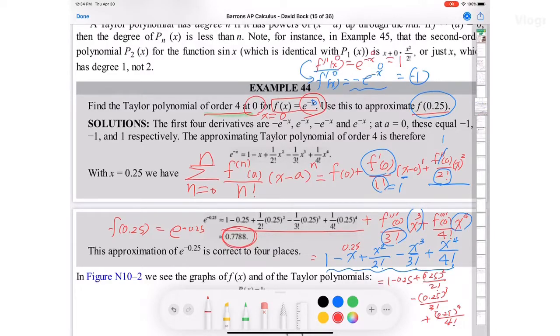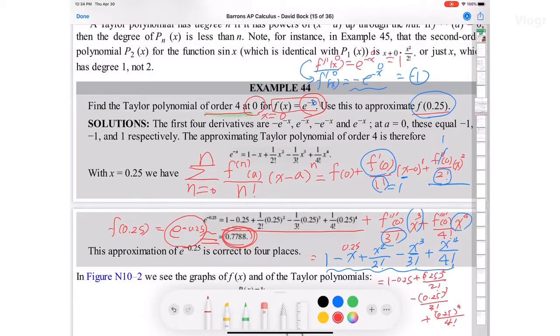if we find the approximation value of this function at x of 0.25 using the Taylor polynomial with fourth degree, that approximation value is 0.7788. They are almost equal to each other. The actual value is e to the negative 0.25. The approximation value by Taylor series is 0.7788. I really want you to understand what a Taylor series is and how to approximate the value of f of x using Taylor polynomials. This example is really good to understand that, right?